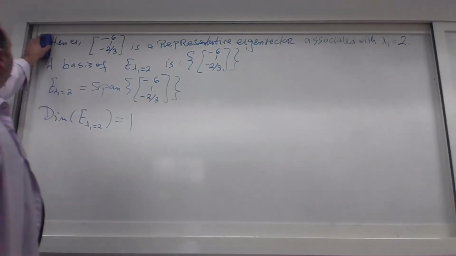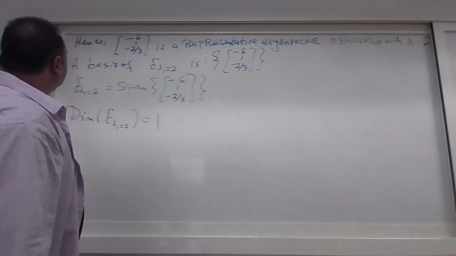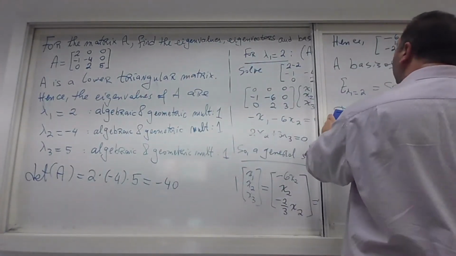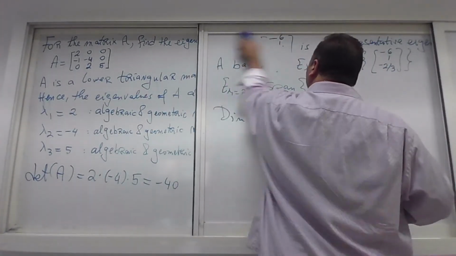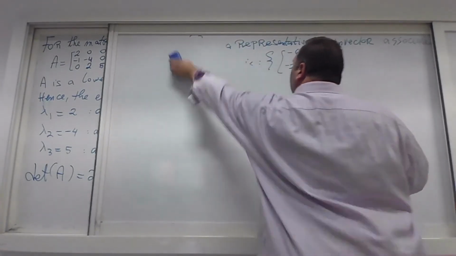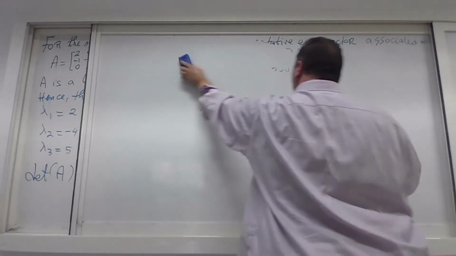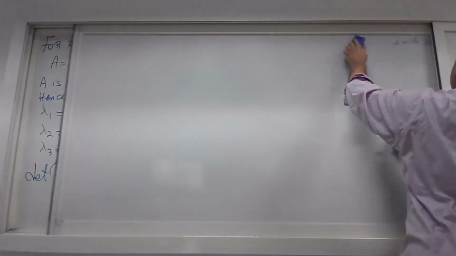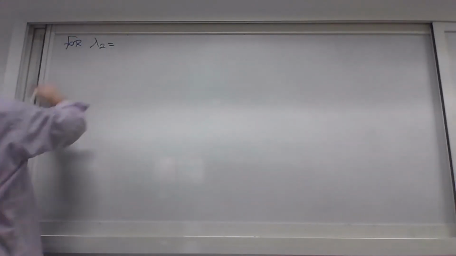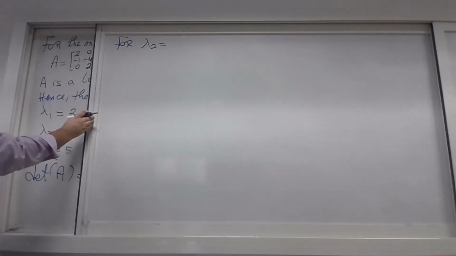Let's go back to the work. Maybe clean this and then start all over again. Now for the eigenvalue, what was the second one? Minus 4.